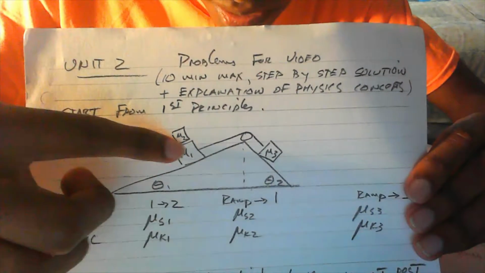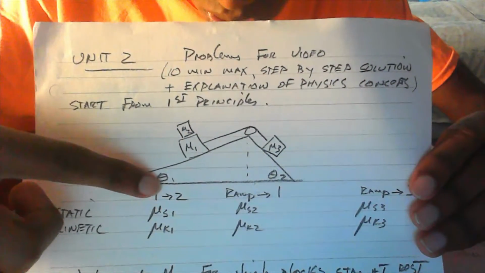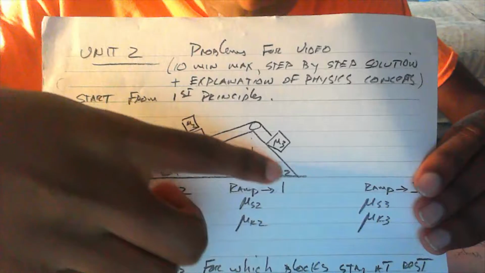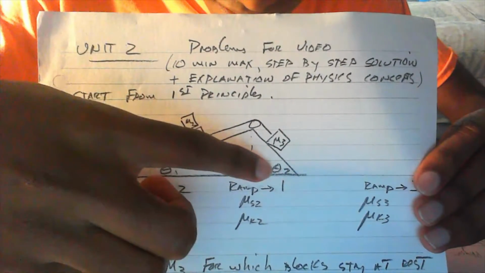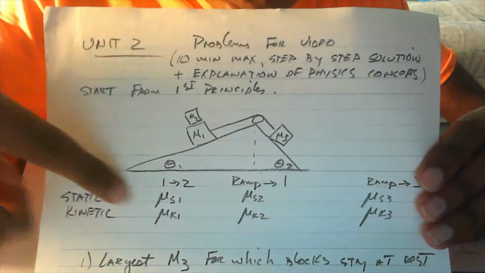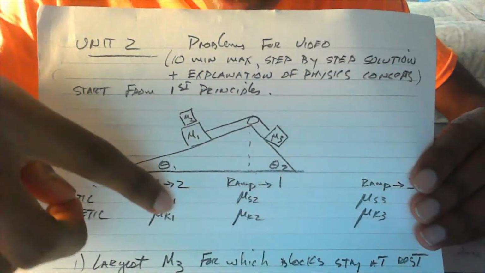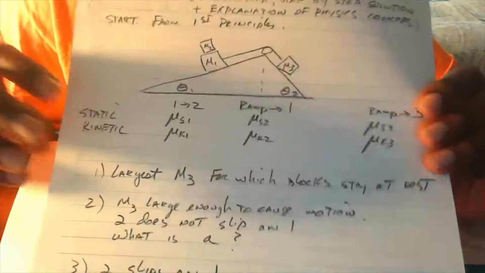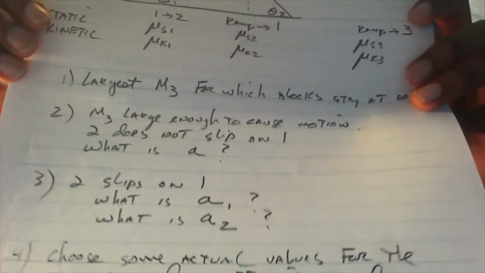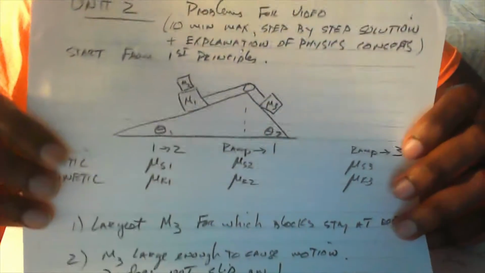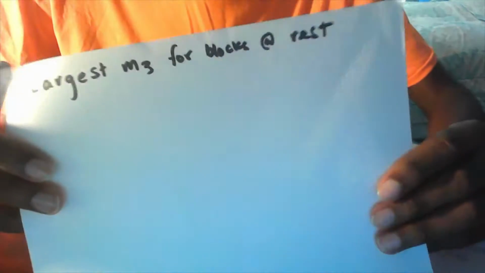There are two blocks here on an incline at angle theta 1 and a mass 3 at an incline at theta 2. And these are the coefficients of friction, just generic terms that we're going to use. We have three questions that we're going to go over here today. So let's start with the first one. The first one is the largest M3 for the blocks to stay at rest. So using that, let's take a look at the question.